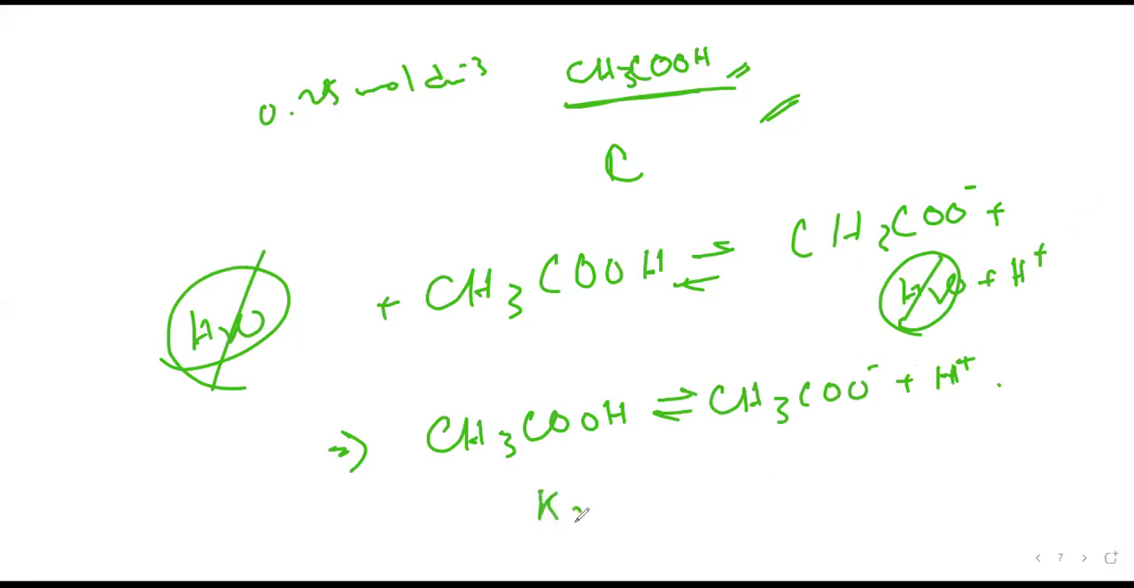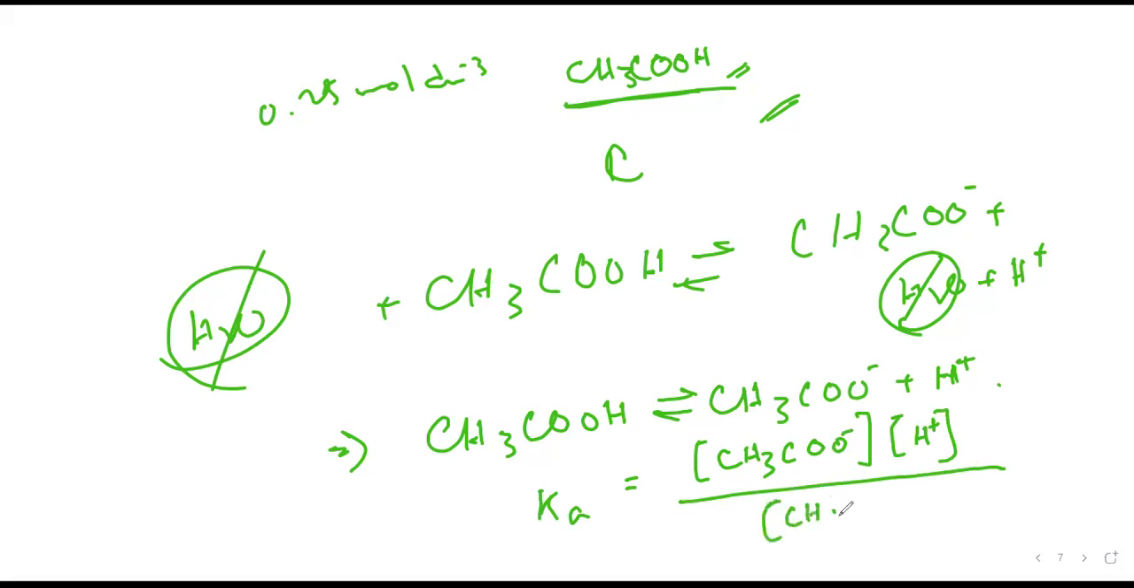Now, if we write the acid dissociation constant equation, this is like the normal Kc, the normal terms we have written in Kc, which is the concentration of the products, the product of the concentration of the products divided by the concentration of the reactant.